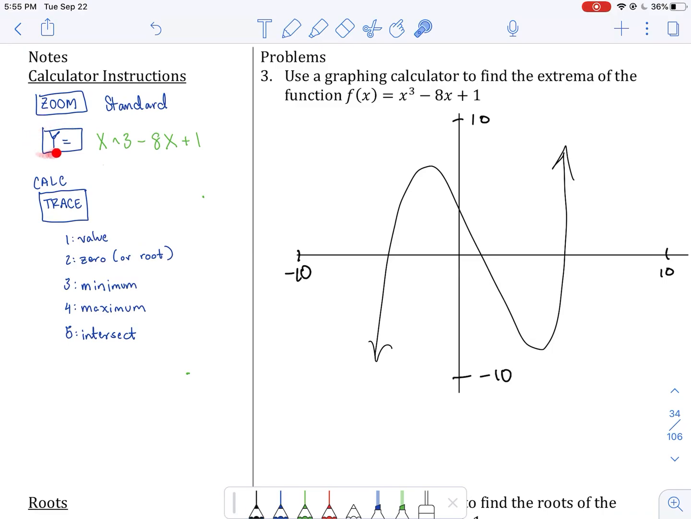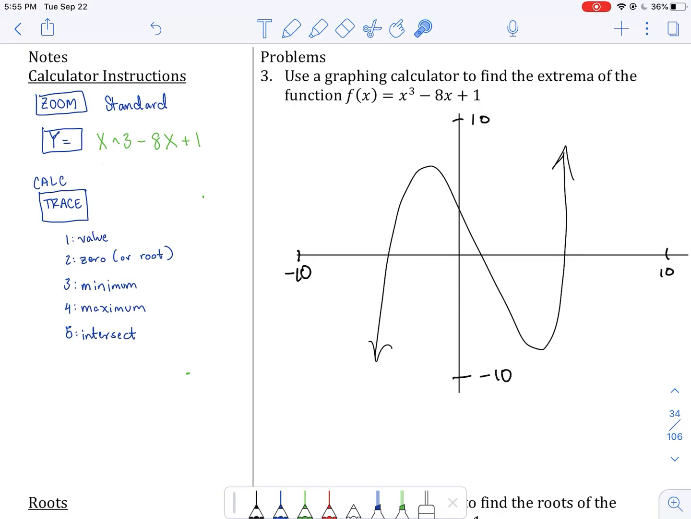And then what you want to do is hit the Y button and type in the function. Now for some of you, the exponent key is just going to leave it like this. That's fine. We'll type in x to the power of 3 minus 8x plus 1, which is this function here.